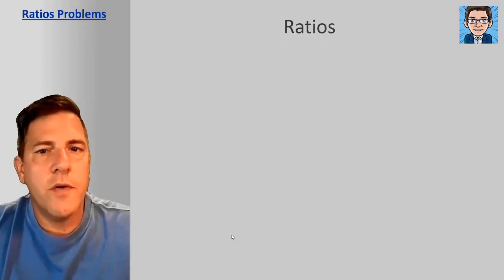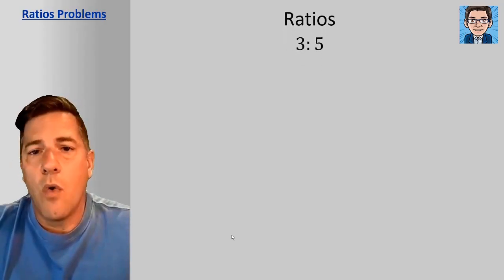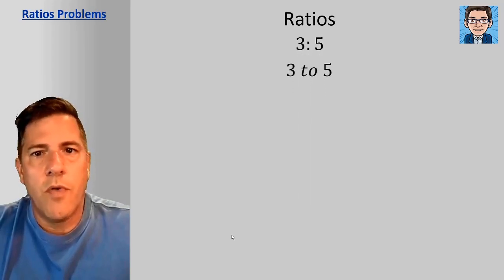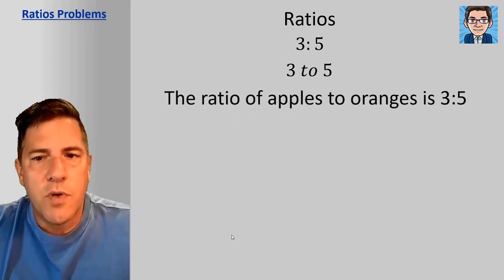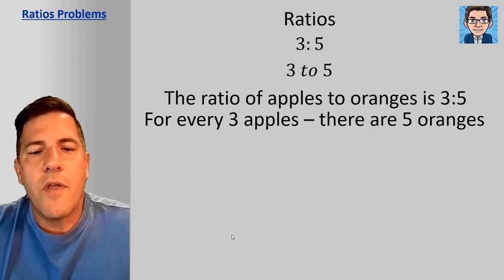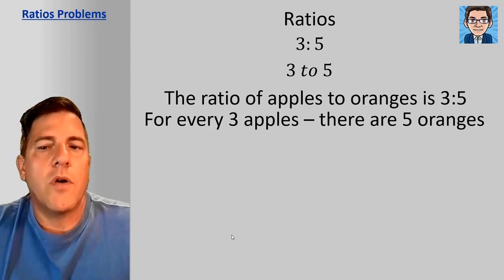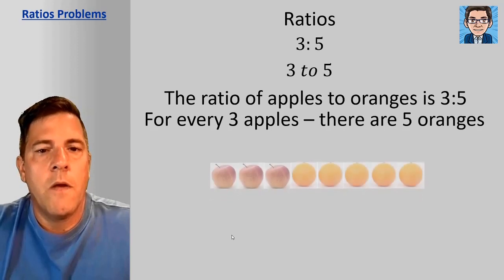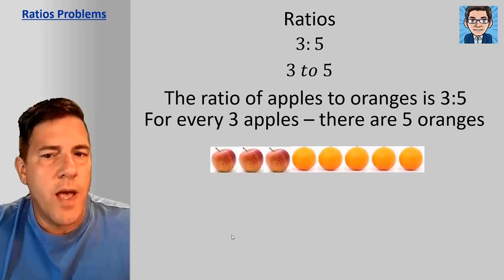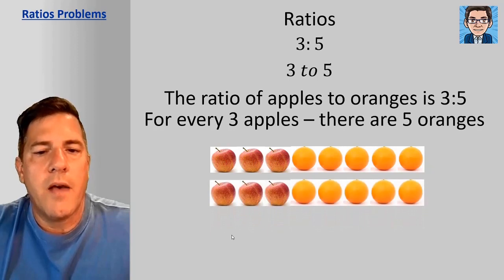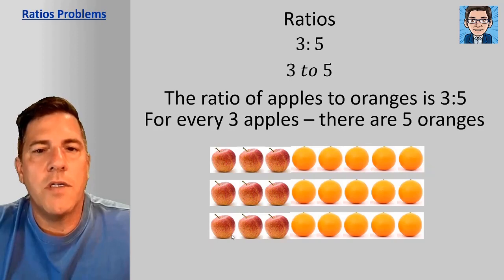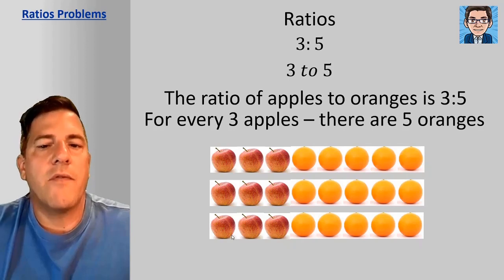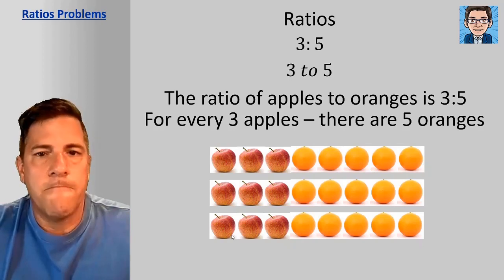Alright, so let's take a look at ratios. A ratio can either be written with a colon or the word "to". So both of these things represent a ratio of 3 to 5. An example would be the ratio of apples to oranges is 3 to 5. For every 3 apples that we have, there are also 5 oranges. Now we don't know how many total we have, so we could have 3 apples and 5 oranges, or we could have 6 apples and 10 oranges, or 9 apples and 15 oranges. What the ratio tells us is those apples and oranges come in a set of 3 apples to 5 oranges.